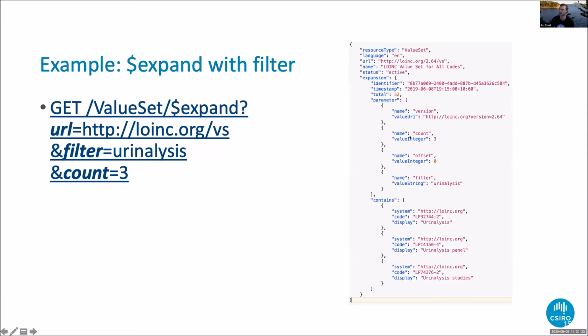It tells us that the count parameter was passed in and that there was a urinalysis filter put on this. And it comes back with these top 3 codes, which are these LOINC codes: urinalysis panel, and urinalysis studies.